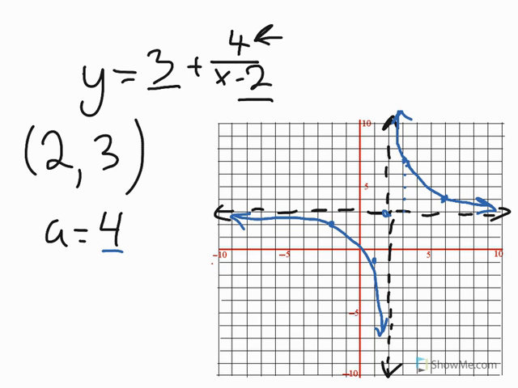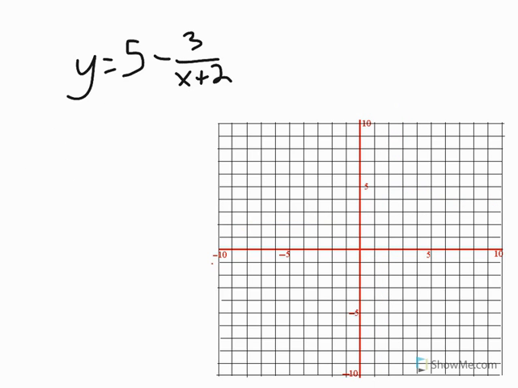Alright, so let's go ahead and do another example. Let's say that y equals 5 minus 3 divided by the quantity of x plus 2. So in this case, our center point is going to be at... I'm sorry, not at 5. 5 is going to be the k value.